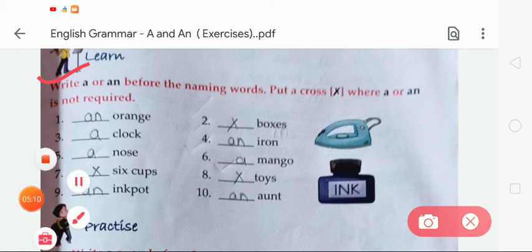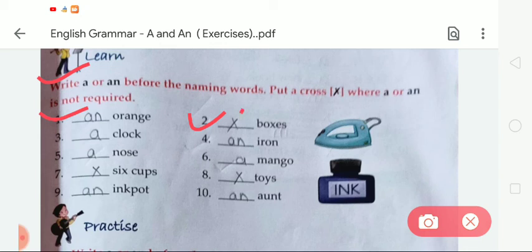Okay students, so in number 1 there is the orange, so it is a singular orange, so we have to use An with this orange. Okay, so we have to write An here. Now the next second is boxes, so it is more than one, so we put a cross in front of boxes. Third is clock, so we have to use A. In number 4th iron, so we have to use An.